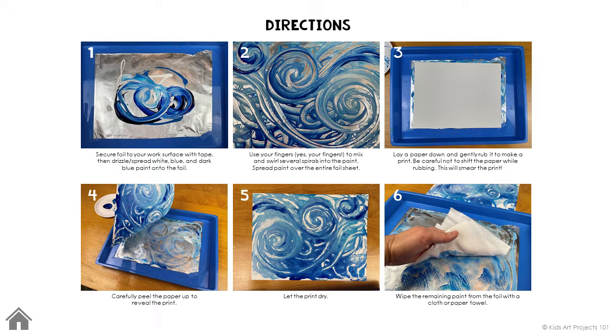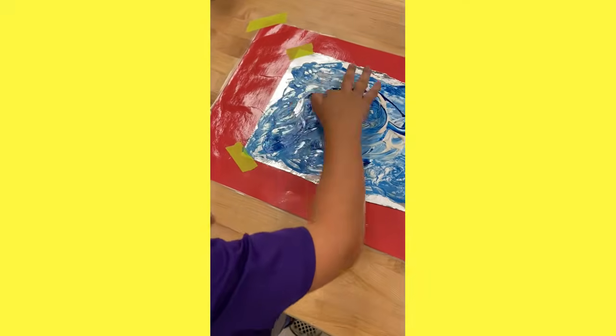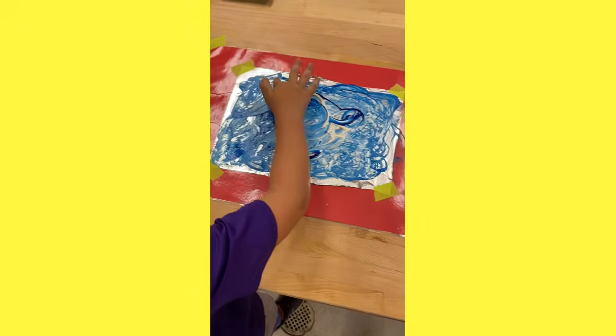Tape it onto a workspace, a tray if you have one, but if not, you can tape it directly to a table. And then you're going to be drizzling some paint directly onto the foil, and they're going to be using their fingers to spread that paint around that real slick surface of the foil.